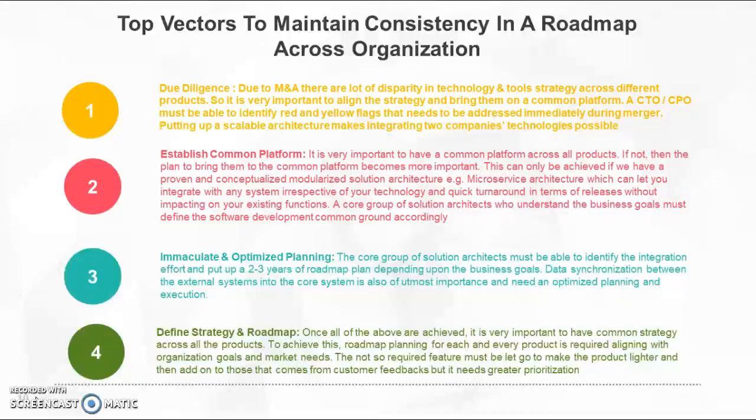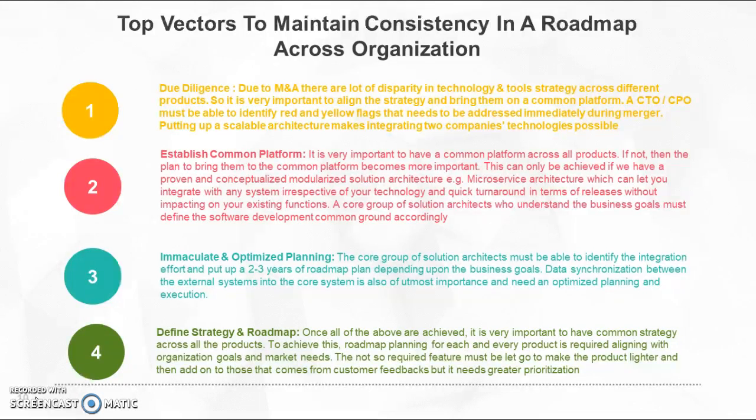Coming to the fourth question, how to maintain consistency across roadmaps within the organization. First, to do a due diligence. When we say due diligence, in case there are many M&As, we need to have a defined technology and tools which can bring everybody to a common platform, and we should be able to identify the gaps and then address them immediately. Then we should have a very established common platform. When we say a common platform, let's say for example, have a microservice architecture which can help you to integrate various systems together.